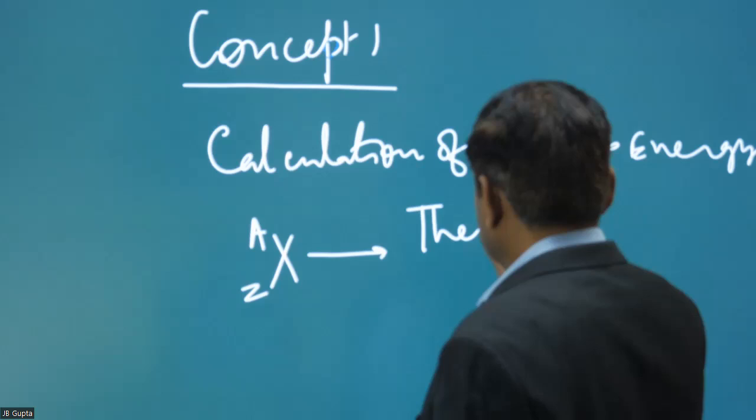This can also be calculated as ZMP. This minus will become plus. So ZMP plus ZME, that will become ZMH, mass of the hydrogen atom, plus A minus Z into Mn minus Mx. So now see in what way you will calculate.